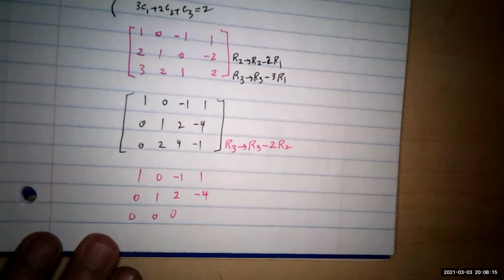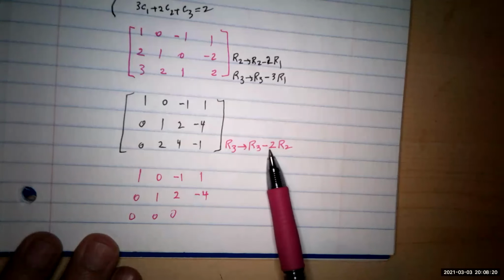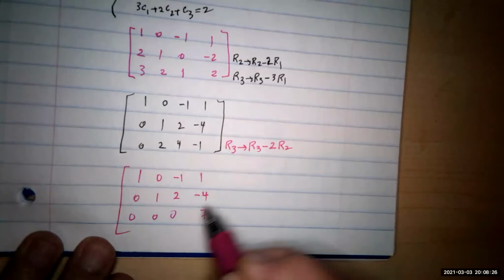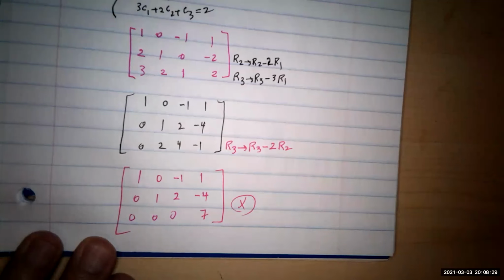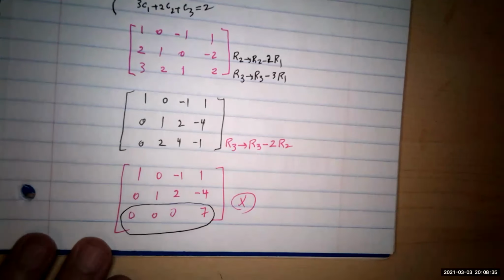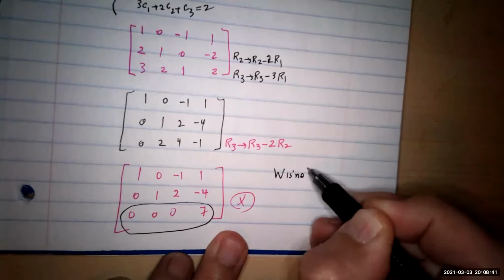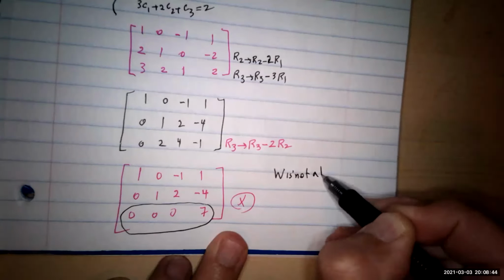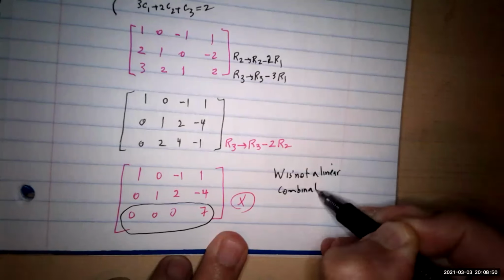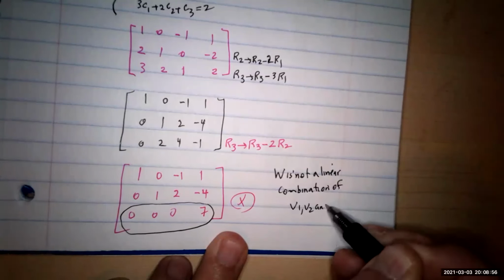Because that 4 will disappear. And -2 gives you 8, and this is going to be 7. You know that this is impossible. We cannot solve this part. So it's not possible. So W cannot be written as a linear combination of those vectors V1, V2 and V3.